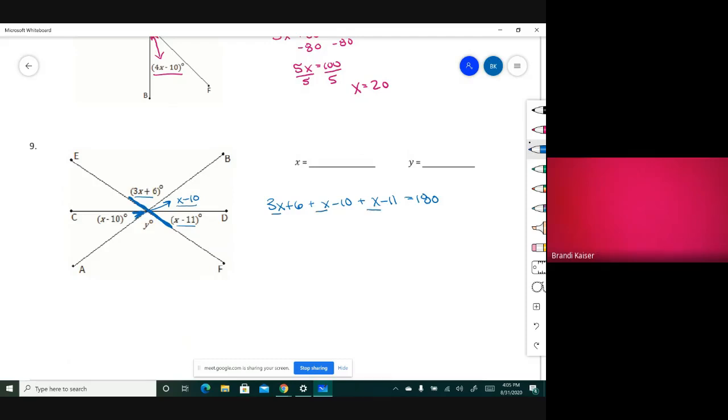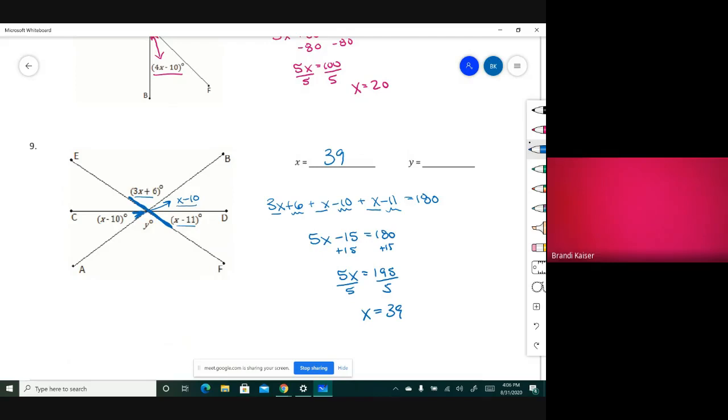Okay, so combine like terms. 3x plus x, that becomes 5x. 6 minus 10 minus 11, that's actually going to become negative 15. And then I'll be able to solve, add 15 to both sides. 5x equals 195. Divide by 5. And x should equal 39. Okay, so there is our x.